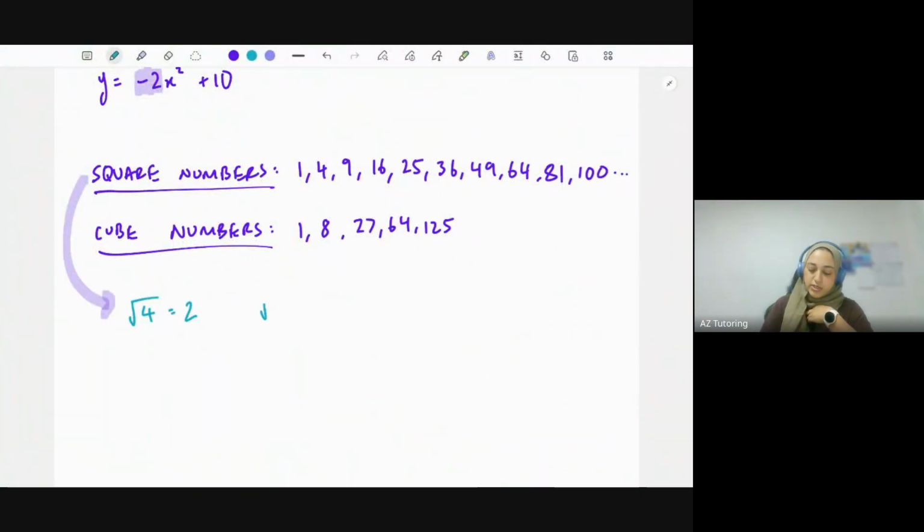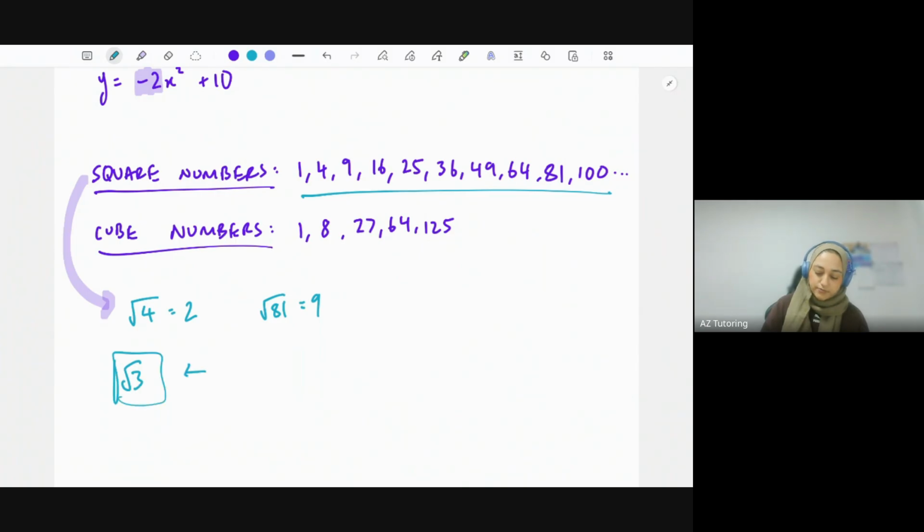Okay, so let's do another one. If I square root 81, I get 9, which is a square number. So if I square root any square number, I get a nice integer, whole number. However, if I square root something that's not a square number, so for example, root 3, this is a surd, because it's not listed here, it's in between.